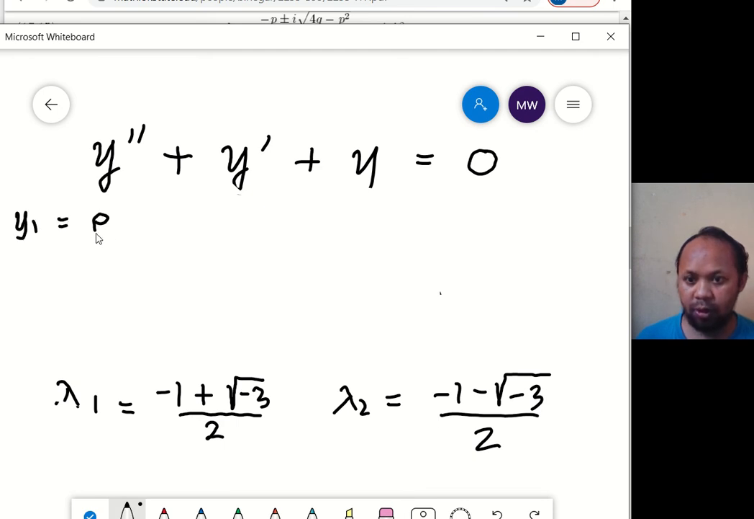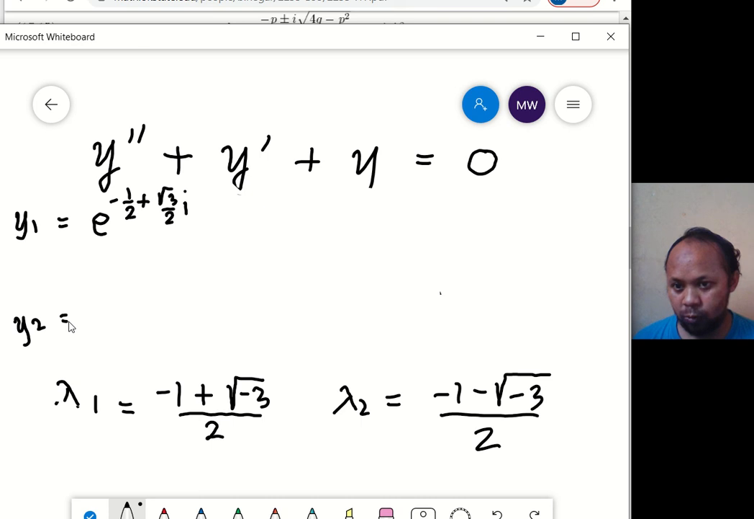So this is the exponent of, let me simplify the value as well here. Okay, so I use i here to replace the square root of minus 1, and the second solution will be the exponent of the minus.